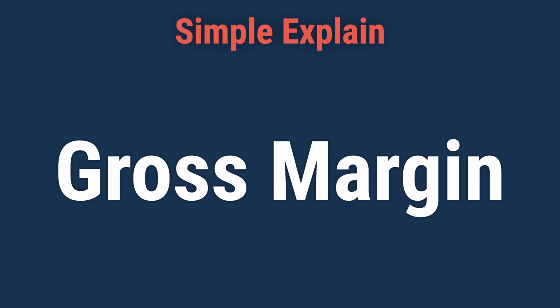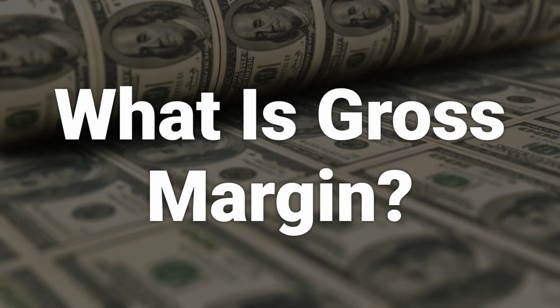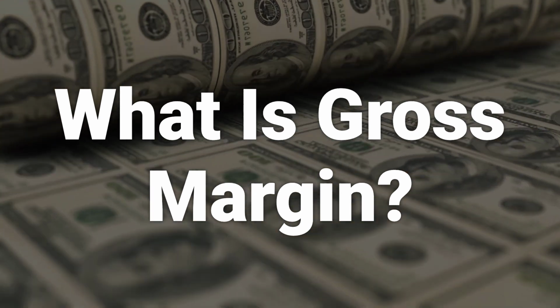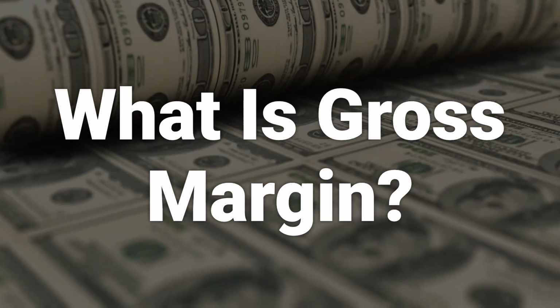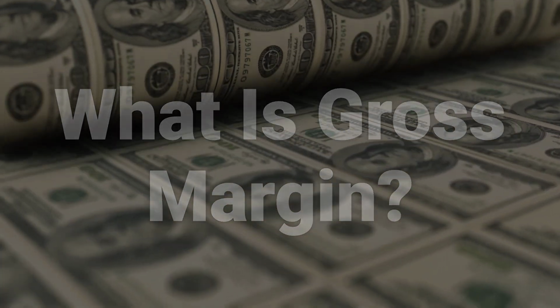Today, we will talk about gross margin: definition, example, formula, and how to calculate. Gross margin is a profitability measure that looks at a company's gross profit compared to its revenue or sales, expressed as a percentage. It is determined by calculating gross sales and is a key indicator of a company's financial health.